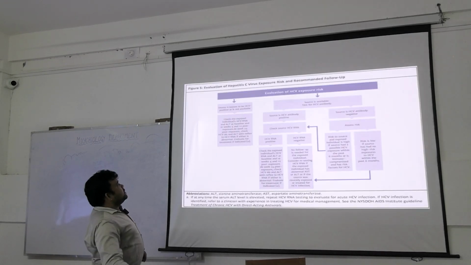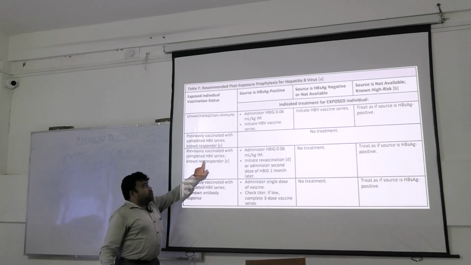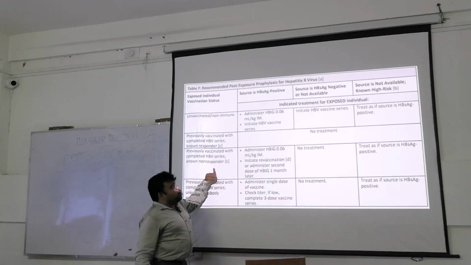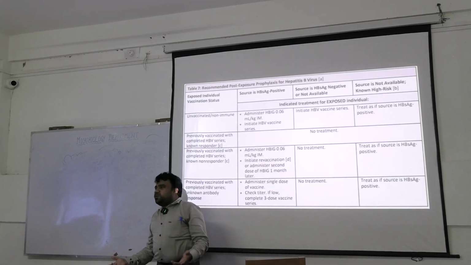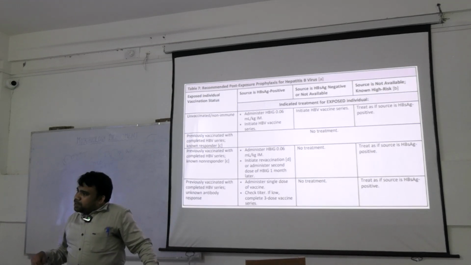Now, look at this picture. If the person is a known non-responder, then what will we have to do? You will have to give immunoglobulin. Because his body cannot produce the antibody, that means you need to give antibody from outside. Okay.